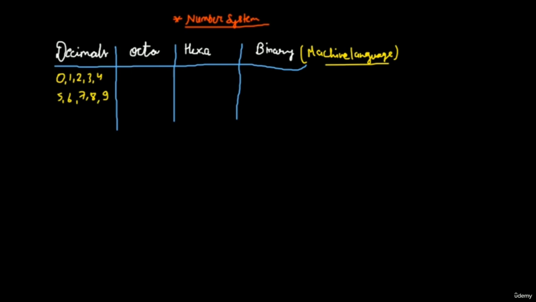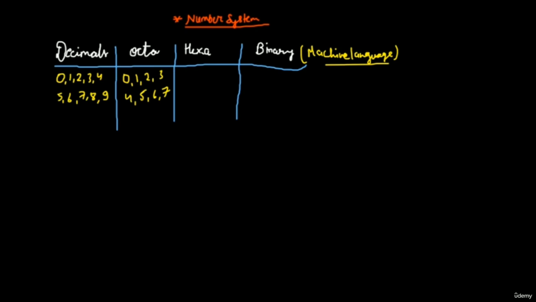Let's understand that first. So it's 0, 1, 2, 3, 4, 5, 6, and 7. So here are the 8 numbers. Remember, the 0 is counted as the first number. That's why it's 8 numbers, and same for the decimal. That's why it is counted as 10 numbers.